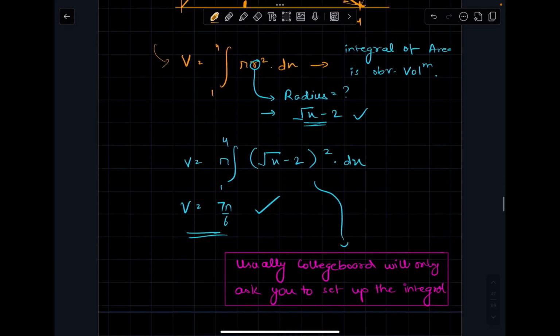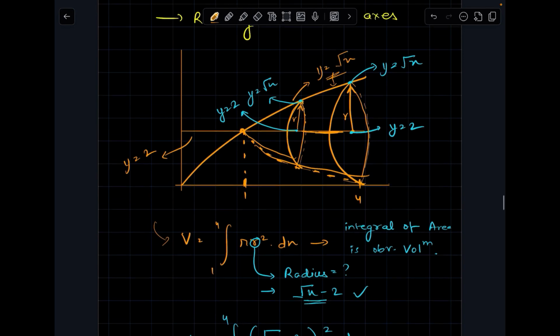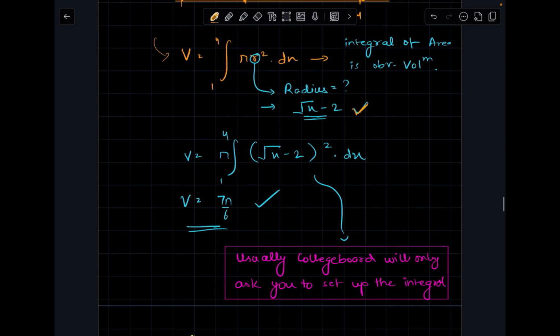And the formula becomes pi times r squared, where r is the radius of the disk. To calculate this radius, you are basically going to subtract the axis from the primary function that is being revolved. So right here, root x is being revolved around 2. So the radius becomes root x minus 2, and we will input this in place of f of x, integrate this as normal, and we'll get our answer as 7 pi by 6.